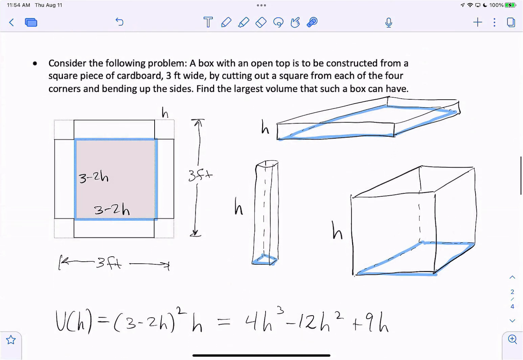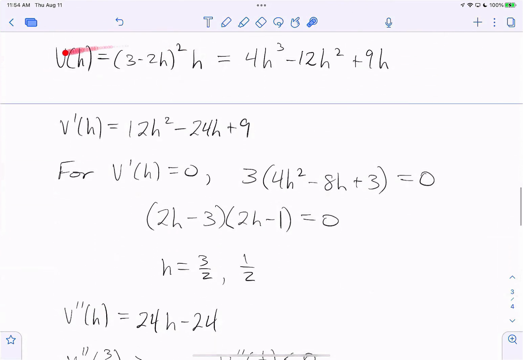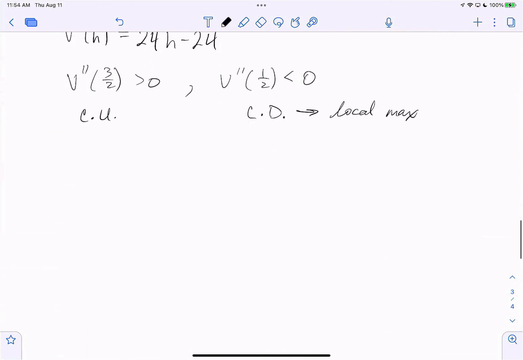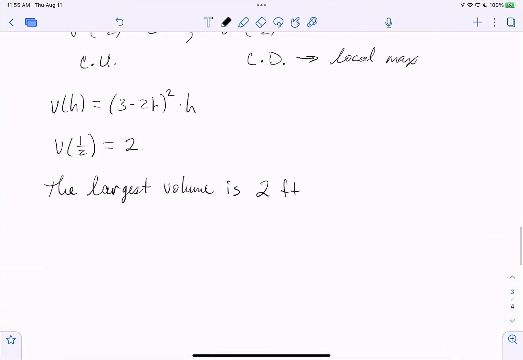Now, we were not asked for h equals 1/2. We were asked for the largest volume that a box can have. We have this expression that gives us the volume. So if V of h is equal to 3 minus 2h, the quantity squared, times h, then V of 1/2 is equal to 2. So the largest volume is 2 cubic feet.